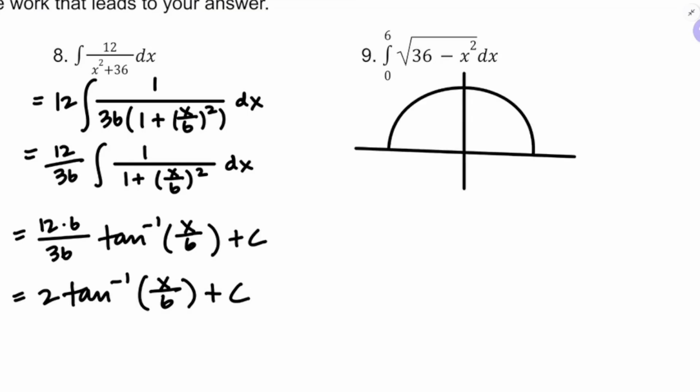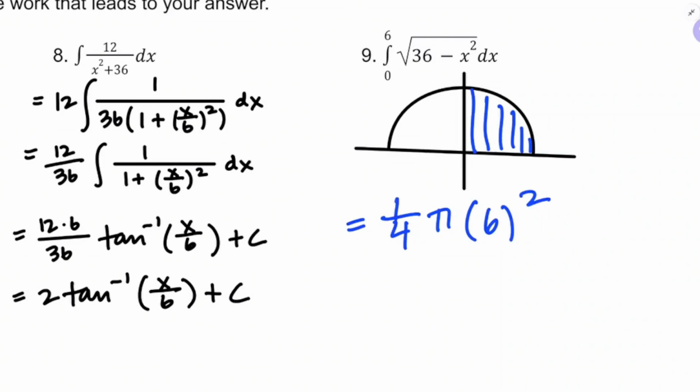If I'm integrating from 0 to 6, that'll be that portion of the circle. So it's a quarter of a circle, 1/4 of pi radius squared. That's going to be 36 pi divided by 4. That's 9 pi.